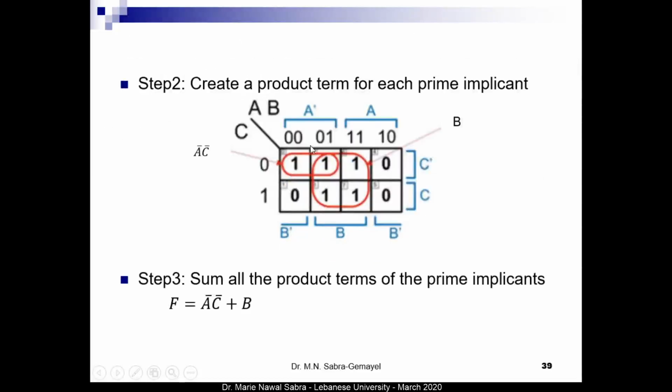So this value, instead of being a bar, b bar, c bar, it is a bar, c bar, and this one is b, because here I can verify that it is b. So the total function, the global function, is f is equal to a bar, c bar, or b.